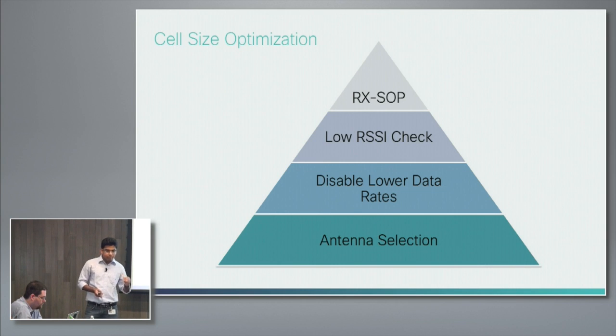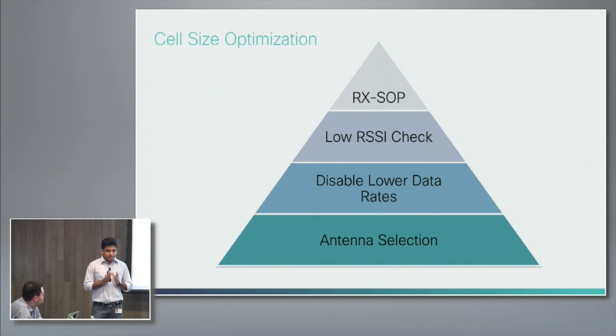To get that foundation right, we have multiple ways to address it, like proper selection of antenna: internal, external, directional patch antennas or stadium antennas. Then we have other options like disabling lower data rates to shrink down the cell size. Then we have low RSSI check to shrink it down further. And then finally, we have this RX-SOP feature.